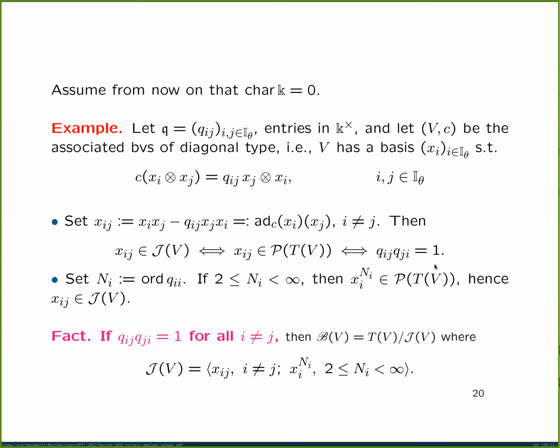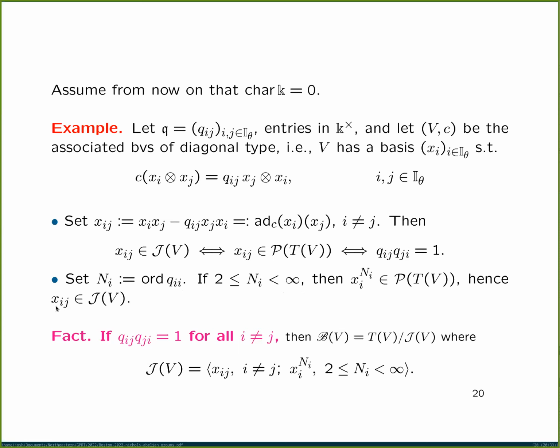And now assume that qii is a root of unity of order ni, eventually infinite, but eventually 1. If ni is at least 2 and finite, then the power xi to the ni belongs to the subspace of primitive elements of P of V. And again, this is shown using the binomial formula, but now the quantum binomial formula, because there will be q's appearing in your picture.